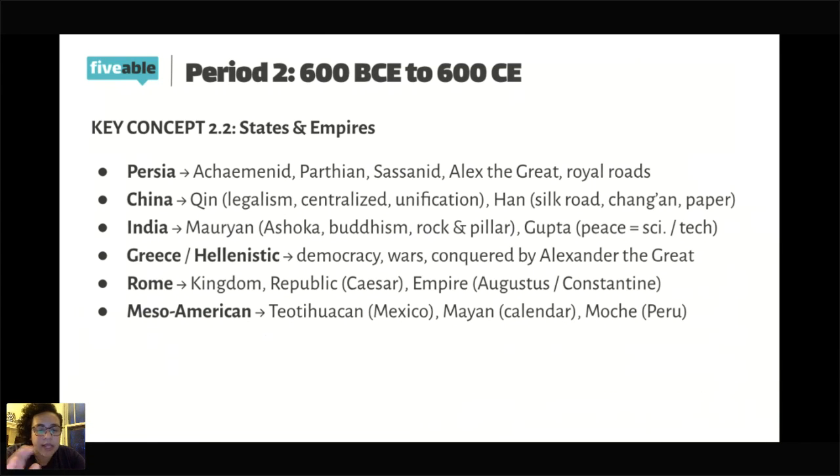Mesoamerica, you have Teotihuacan, which would have been in Mexico. The Mayans, known for their calendar. The Moche, which were in Peru. The Mayans were also in present day Mexico, Central America.